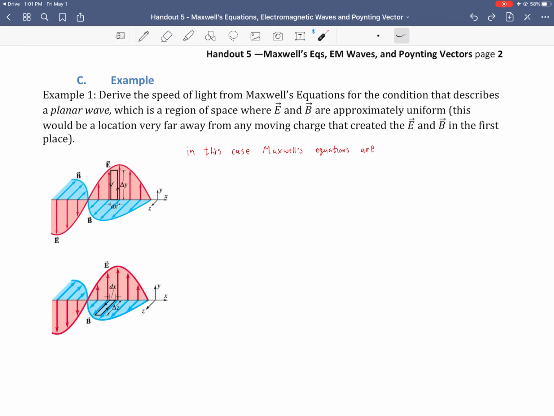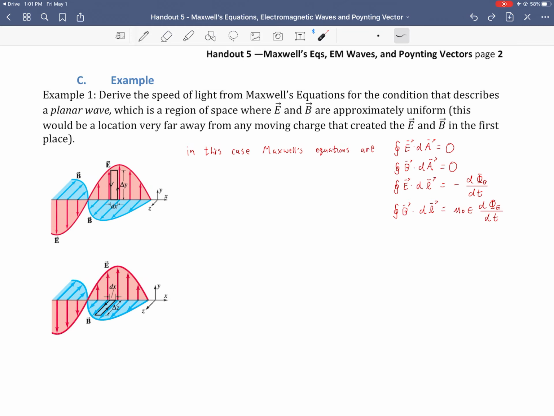Okay. So in this case, Maxwell's equations are... And again, this is the case of a planar wave. So this is uniform B field and uniform E field. Okay. So, Gauss's law is just equal to 0. Why is that? I mean, that's because we're so far away from the charge, right? So we're so far away from the charge that there's effectively no enclosed charge here. That's the whole point, right?